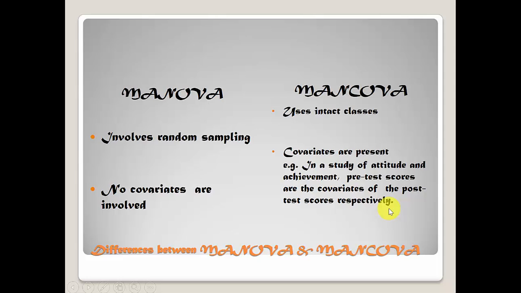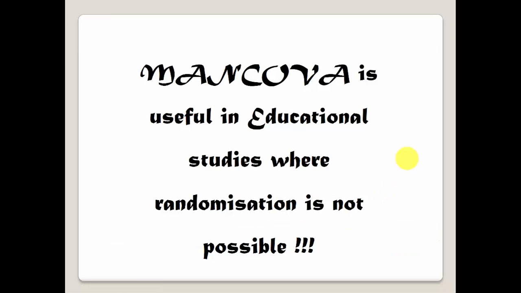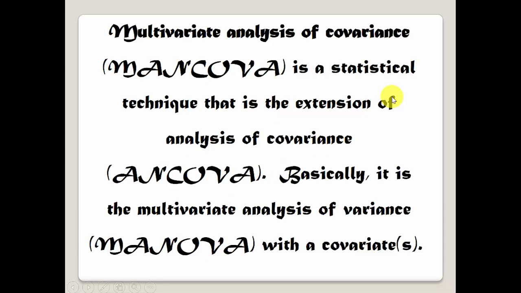Let's go to slide 15. MANCOVA is useful in educational studies where randomization is not possible. Then slide 16 tells us what MANCOVA means. It is a statistical technique, an extension of analysis of covariance. And so when you're having covariates in your mind and you're also having multivariates in your mind, statisticians use MANCOVA.